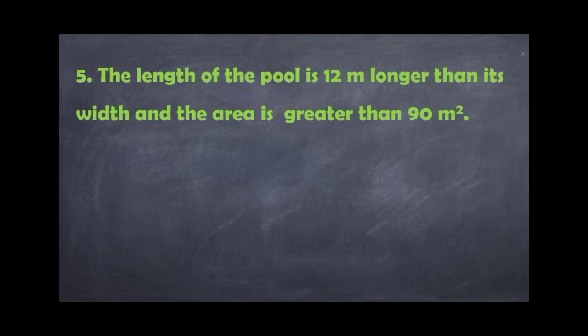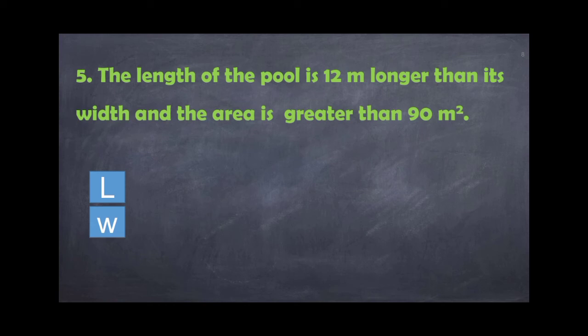Then, next is the length of the pool is 12 meters longer than its width, and the area is greater than 90 square meters. Okay, so the length of the pool is 12 meters longer than its width. So, ibig sabihin, ang length ay nakadepende sa width. Pero, hindi naman given sa width. Okay? So, we have L, then W. L is for the length and W is for the width.